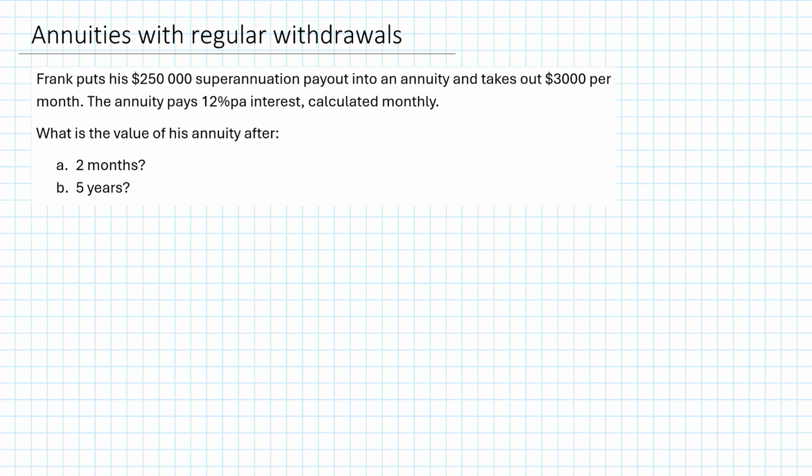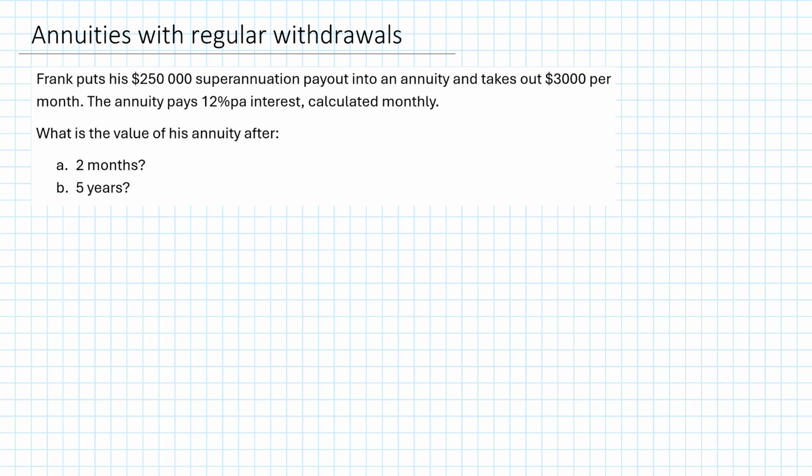In this video, I am going to look at annuities with regular withdrawals. This is very similar to what we're used to with annuities, where a regular amount of money goes into an investment account, but it's the reverse. We're starting with a lump sum, and a certain amount of money is being withdrawn at regular time intervals.